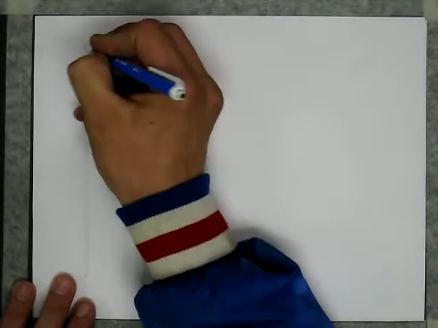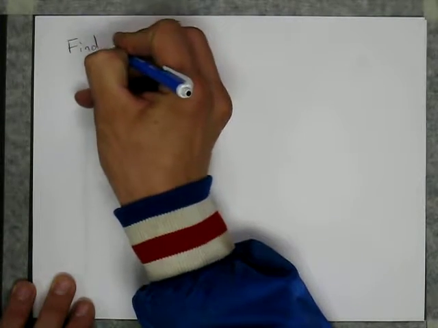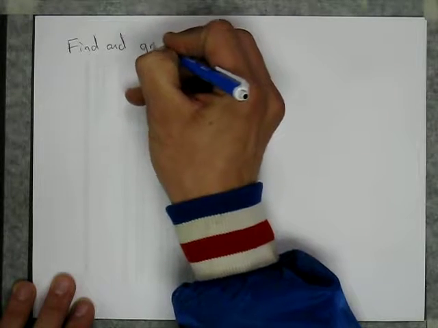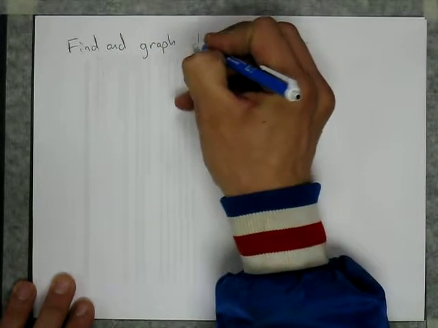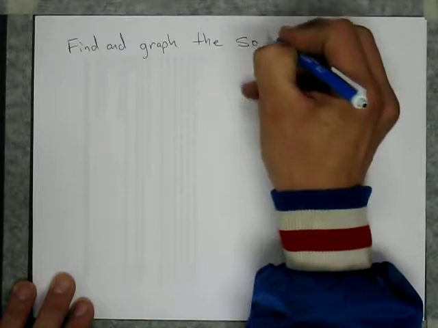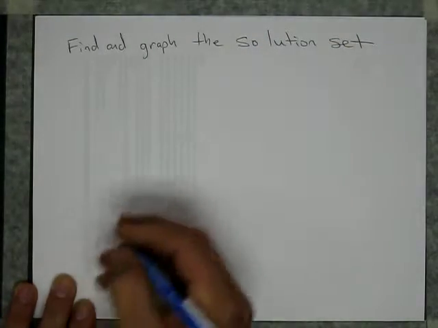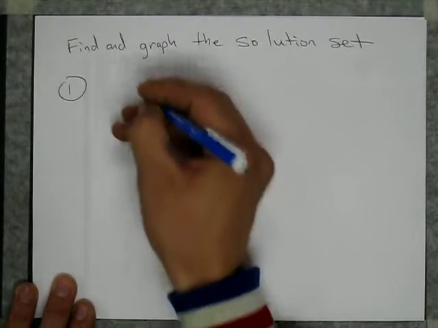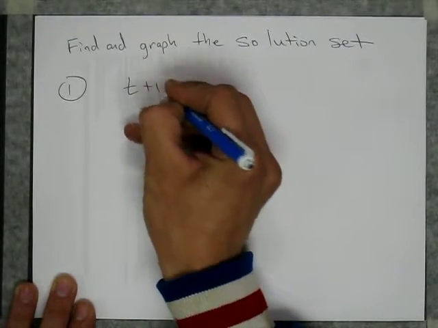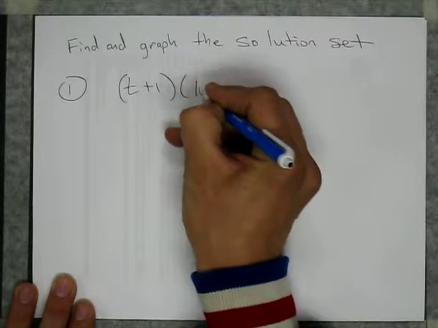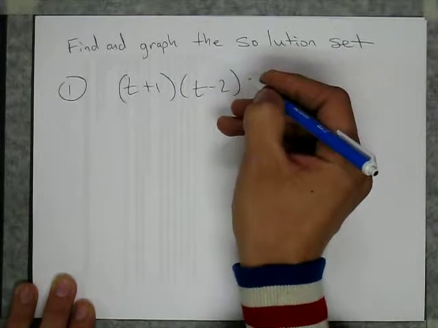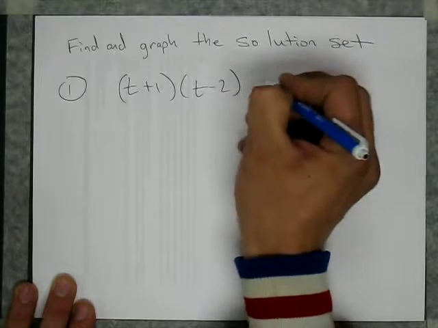Okay, so polynomial inequalities, we are going to use the concept of a sign graph, S-I-G-N, and I'll show you how we're going to use that. So it's going to say find and graph the solution set. Let's do 2 examples. t plus 1 times t minus 2 is greater than 0.